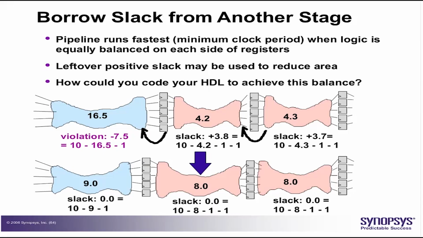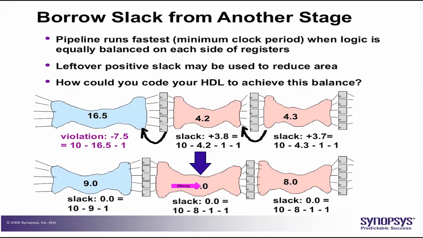So what happens after we distribute the slack? After we distribute the slack, we move 3.8 to here, we move 3.7 to here, the slack here becomes 0, the delay here becomes 9, the delay here becomes 8, the delay here becomes 8, right? You can do the calculation on paper to confirm that these are correct. Ideally, since the sum of positive slacks here equals the negative slack here, after distribution the slack should be 0 at all the places, and the combinational clouds here are balanced equally.